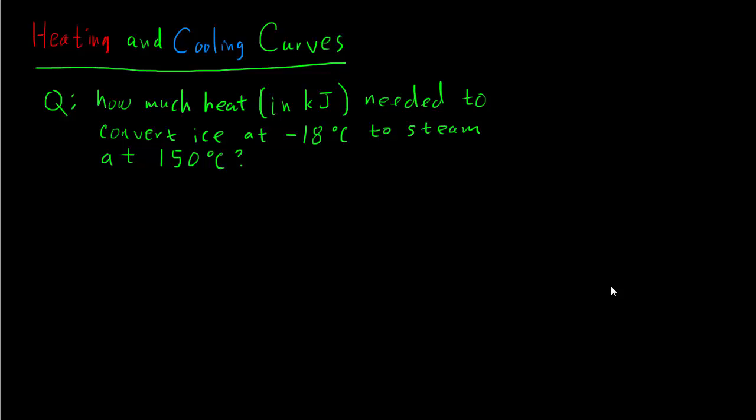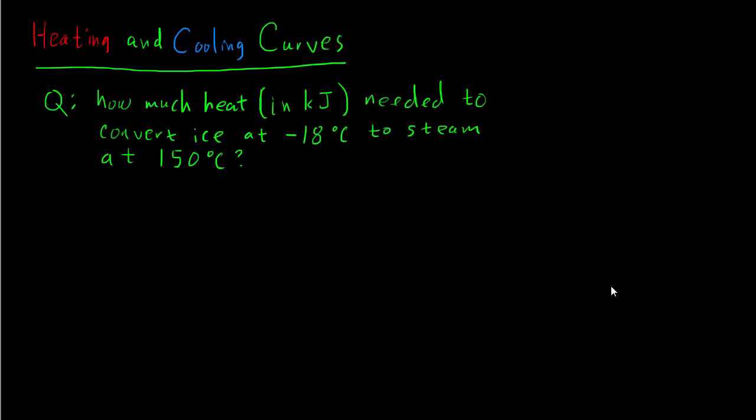So last video we learned a little bit about heating and cooling curves, and now we're going to go in and apply all that information about heat capacity and heating and cooling curves to some problems. So we're going to try and do some calculations that one might need to do in certain kinds of occasions. So this example is not so applicable, but it's an interesting application.